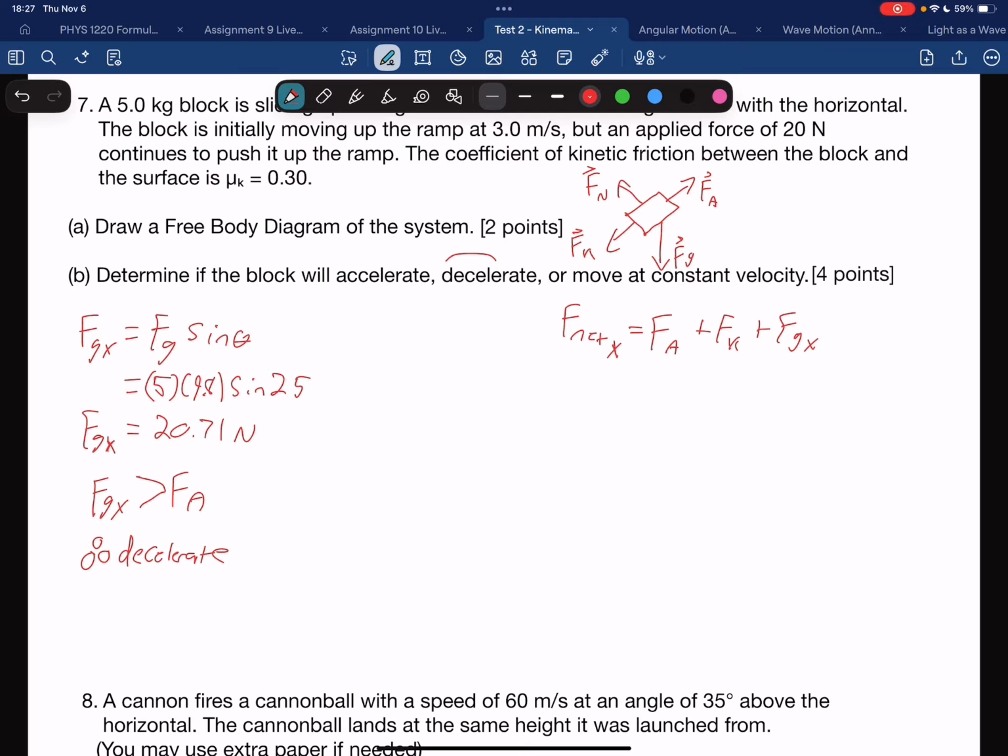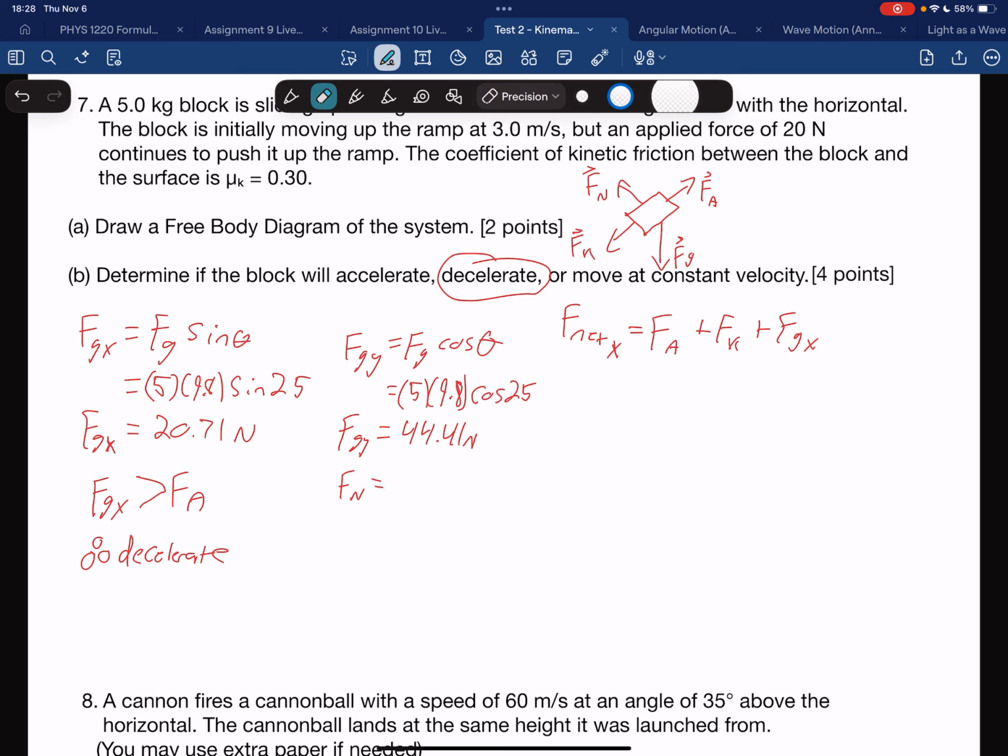But if you did not catch that, you could have gone and also calculated the force of friction by first finding the y component of gravity, in largely the same way as you found the x component. This was 44.41 newtons. And because this is the only force acting in the y direction that is not the normal force, the normal force must be equal to it.